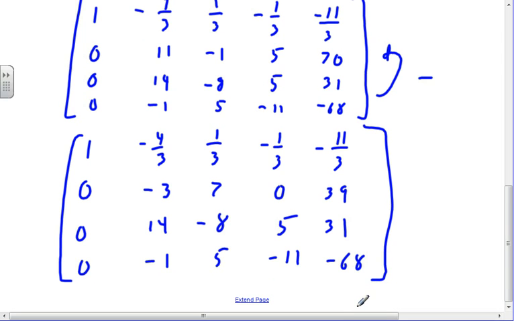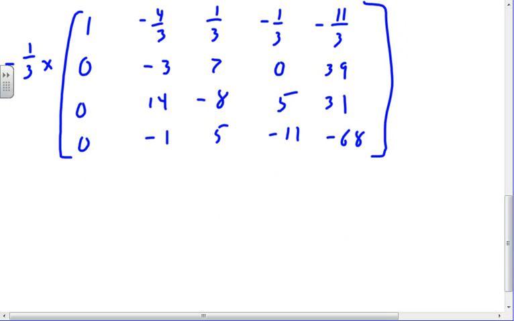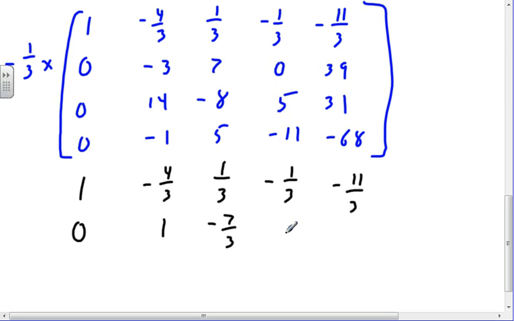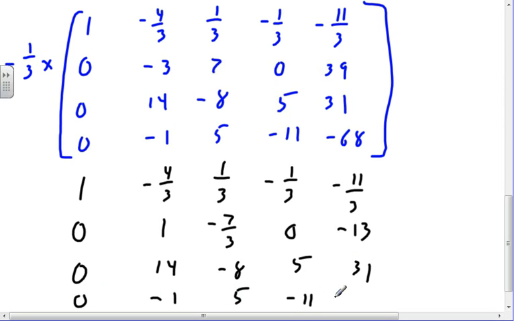I'm going to multiply this guy by minus 1/3. One minus a quarter, 3/4, 1/3, minus 1/3, minus 11/3. 0, 1. Minus 7/3, 0. Minus 13. Okay.